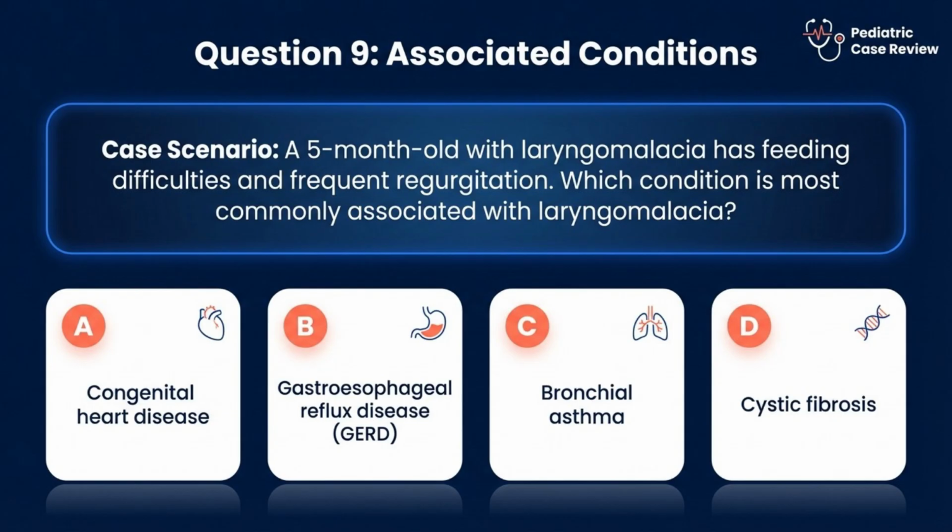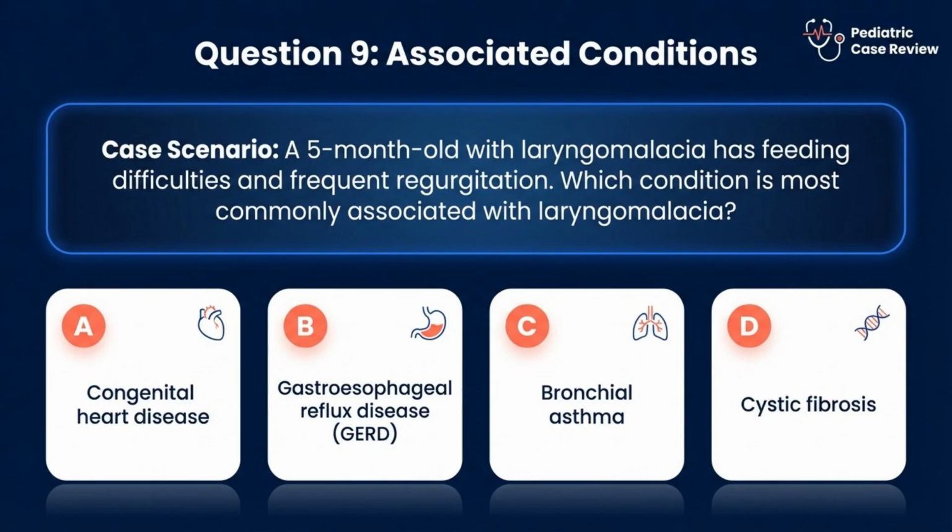Case number 9 discusses associated conditions. A 5-month-old infant diagnosed with laryngomalacia is brought in for a follow-up. The parents report ongoing feeding difficulties and frequent episodes of regurgitation after meals. Which underlying condition is most commonly associated with laryngomalacia?